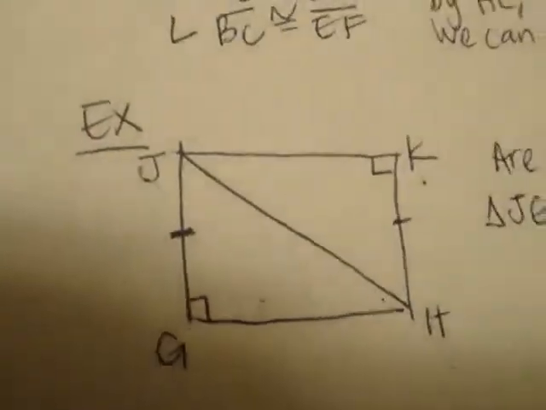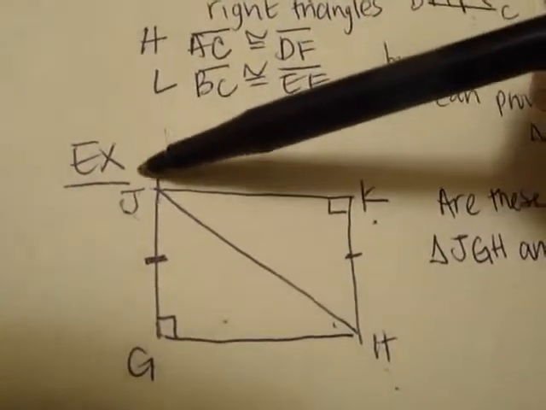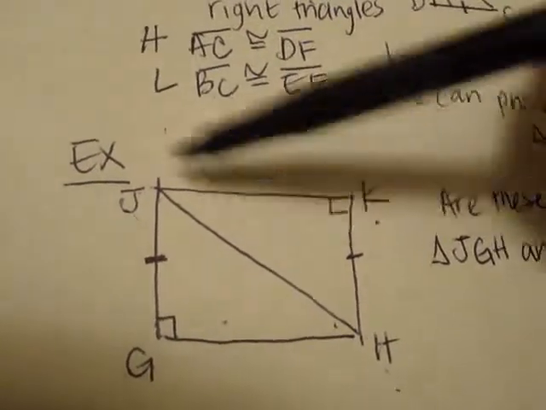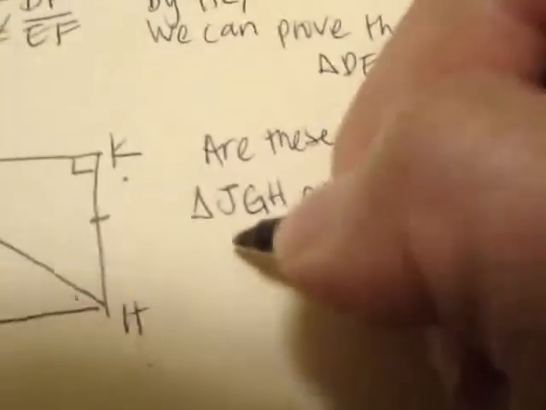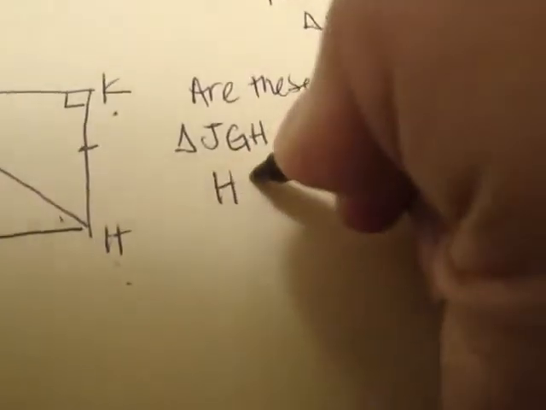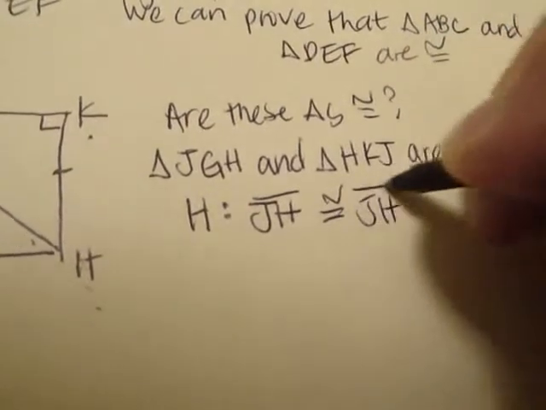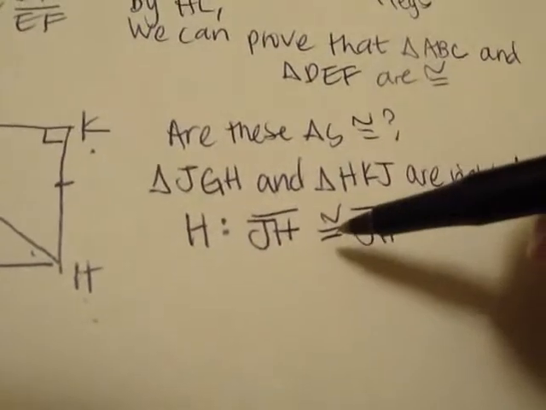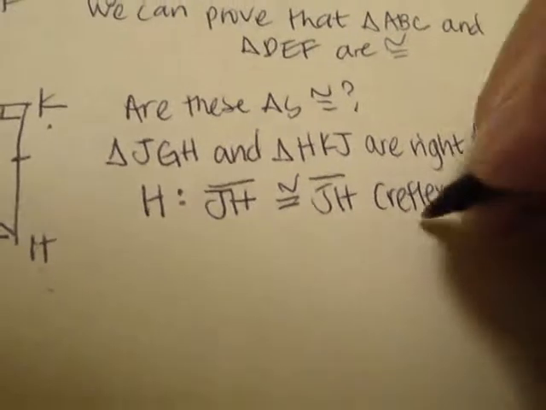So let's look here. Oh, we see that JH is the hypotenuse for both triangles. And since JH is equal or congruent to JH, we can go ahead and prove that the hypotenuses of these two triangles are also congruent. And this is by the reflexive property. So our hypotenuse here is side JH, and we know that side JH is congruent to itself, and so we know so far that the hypotenuses of both triangles are congruent. And again, this is by reflexive property.